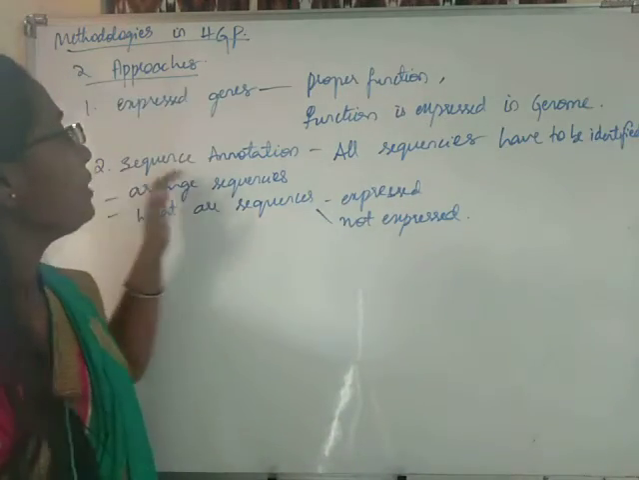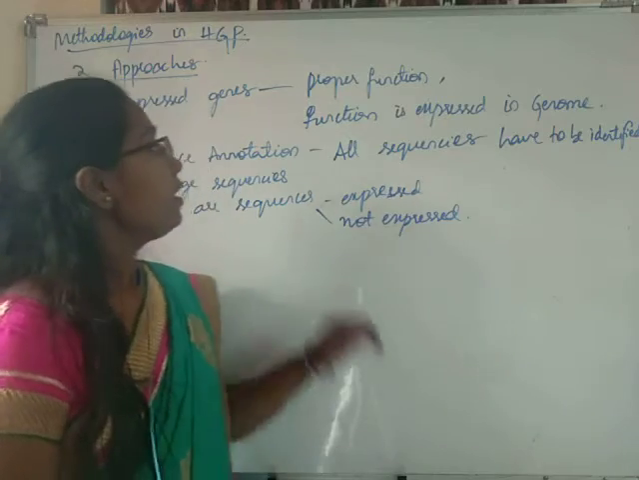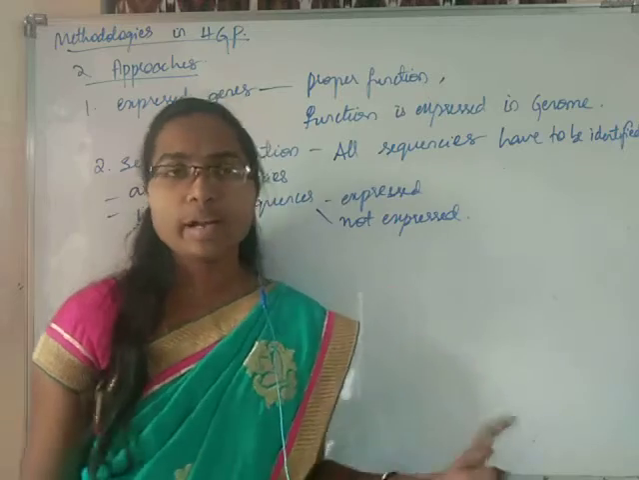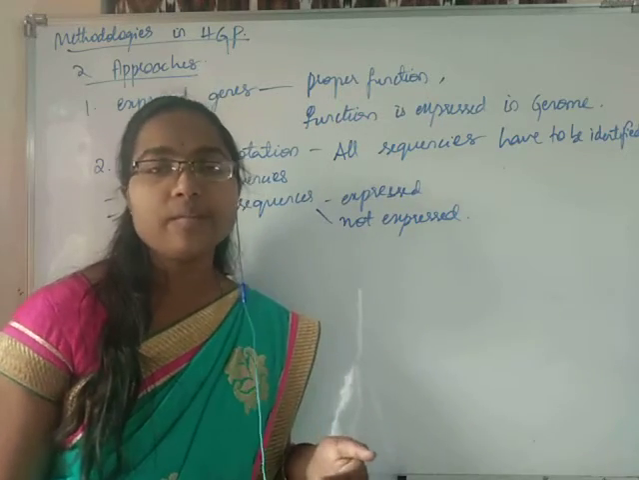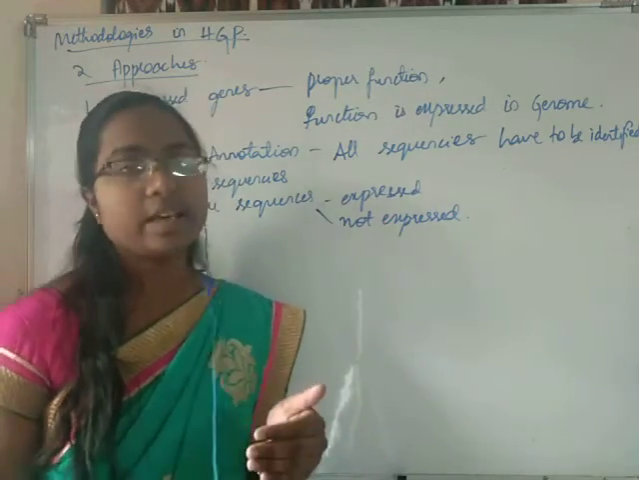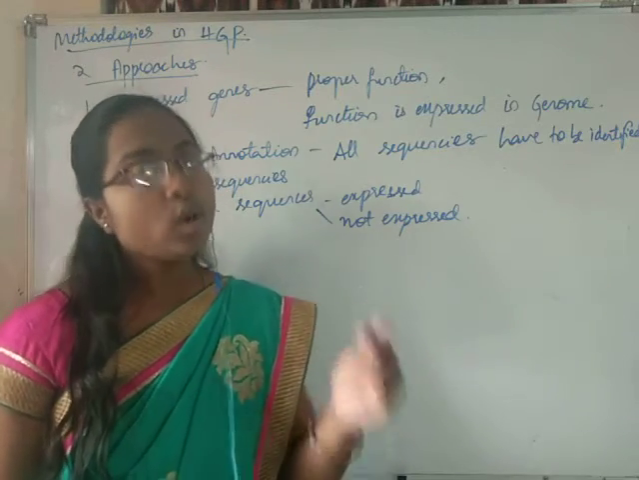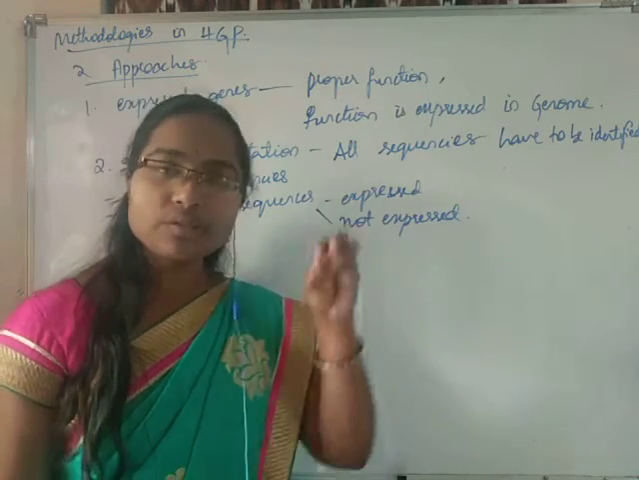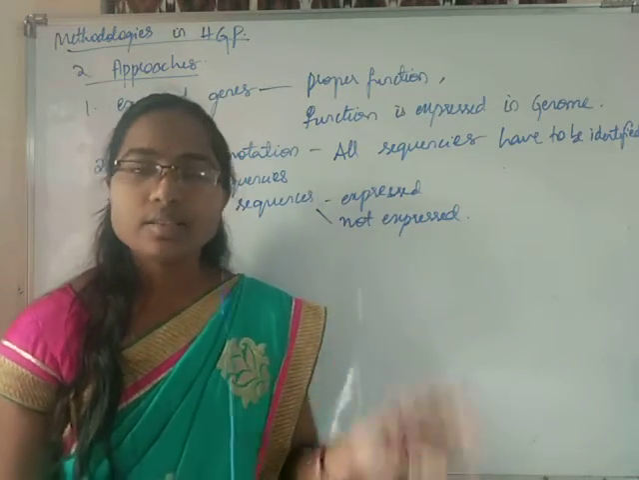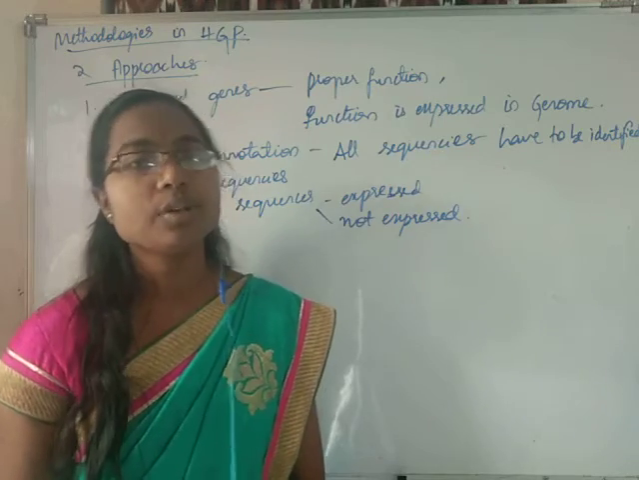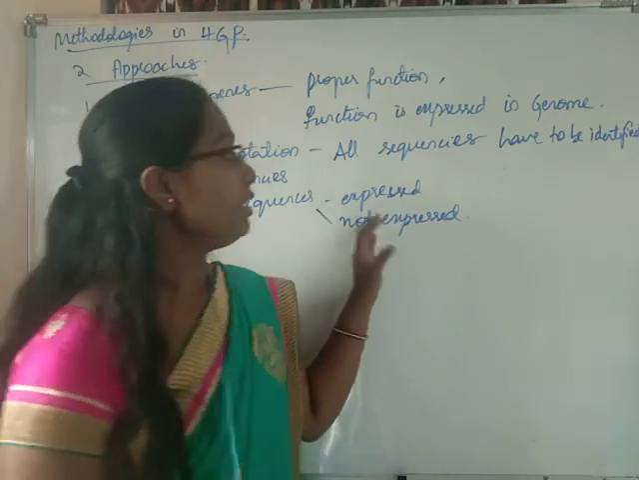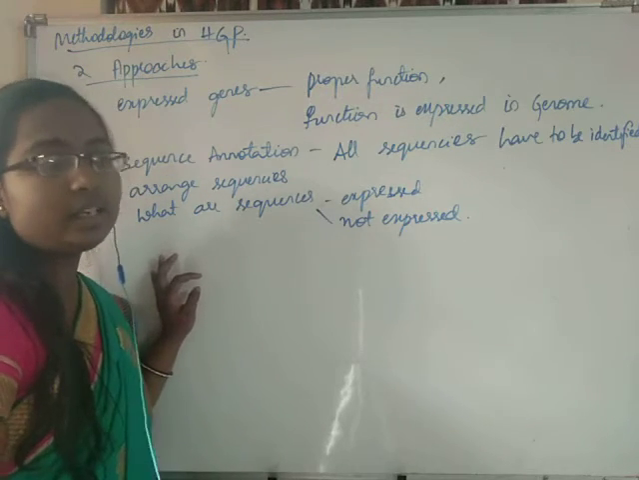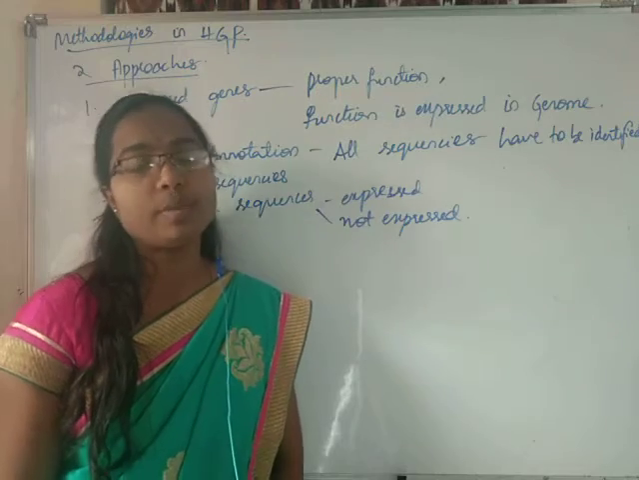Then sequence annotation is another function. All the sequences of the human DNA have to be identified and arranged serially. After arranging them, we see which are expressed and which are not expressed, and we give them a proper tag: these are the expressed sequences, these are the non-expressed sequences. Those are the Human Genome Project's two major approaches. So, let us see now how exactly the human genome has been sequenced.